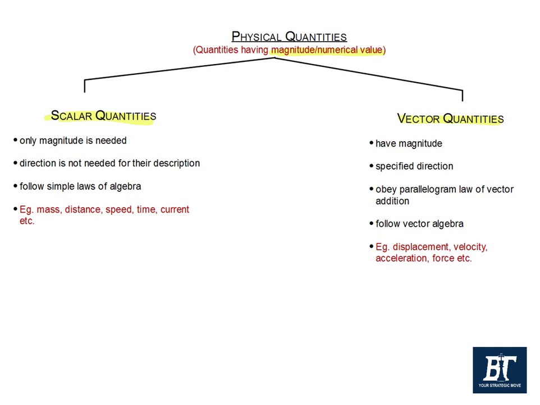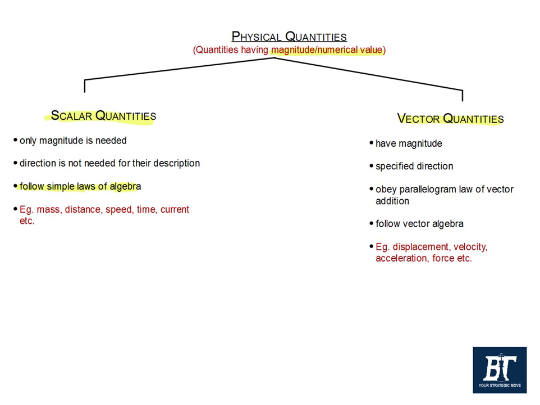Scalar quantities are the quantities in which only magnitude is needed, but their direction is not needed for their description. All scalar quantities follow simple laws of algebra. A few examples of scalar quantities are mass, distance, speed, time, current, etc.